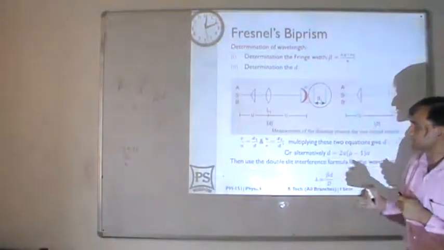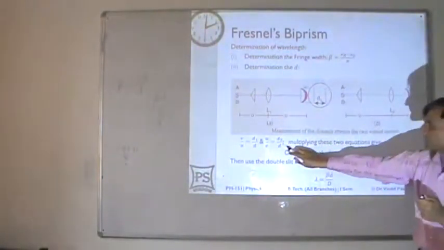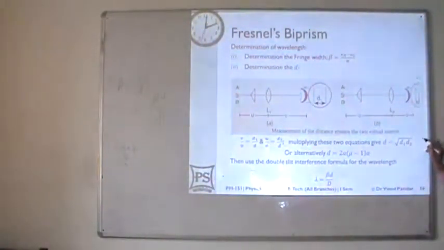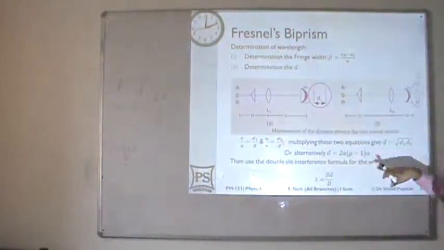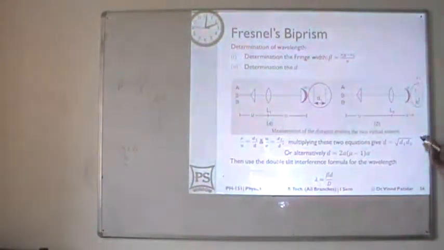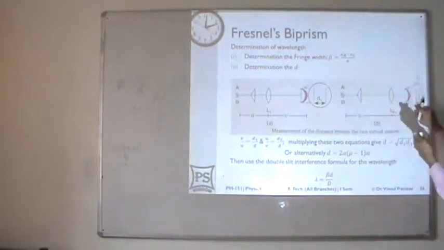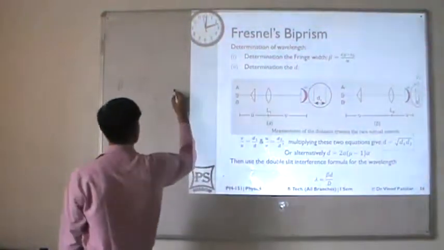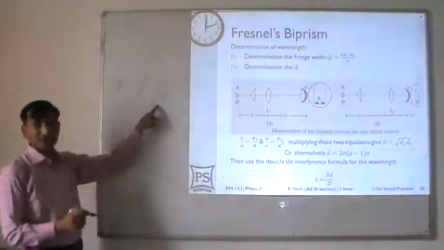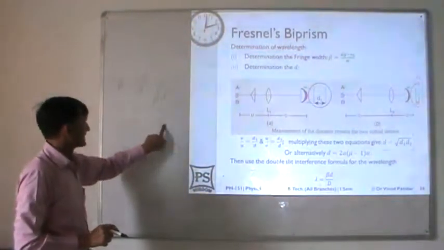Now if we multiply these two, we find that d is the square root of d1 d2. By multiplying these two, u and v will cancel out, there will be one on the left side, and the right side will be d1 d2 divided by d squared. So d is the square root of d1 d2. By noting the values of d1 and d2 for these two settings, we can find the value of small d. So now in this expression we have the value of small d, we have the value of beta, which comes from the measurement of the fringe width, and then capital D.